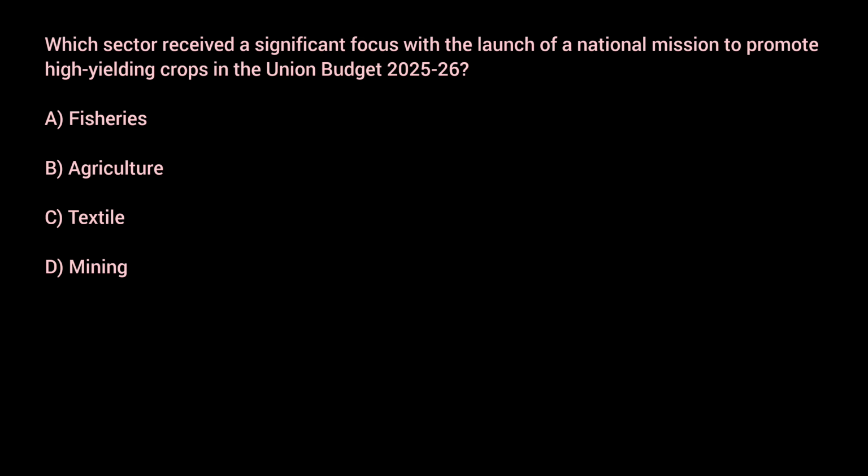Which sector received a significant focus with the launch of a national mission to promote high-yielding crops in the Union Budget 2025-26? Option A, fisheries. Option B, agriculture. Option C, textile. Option D, mining. Here, the correct option is option B, that is agriculture.